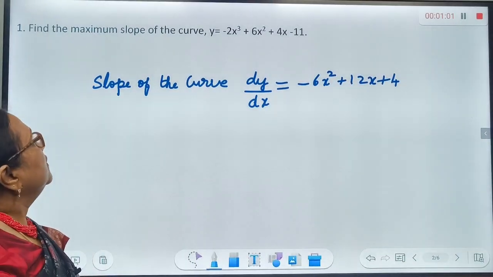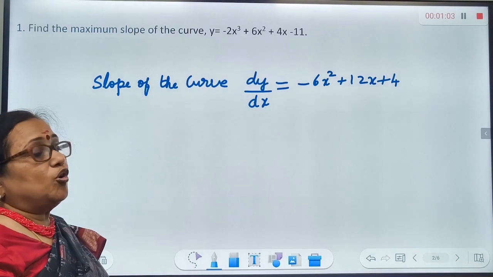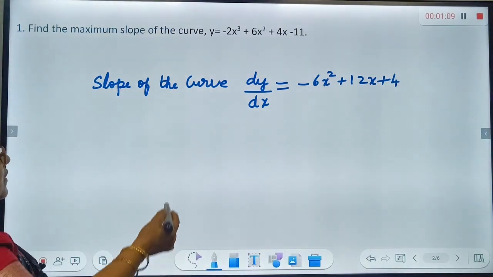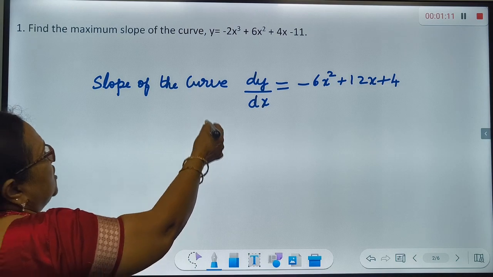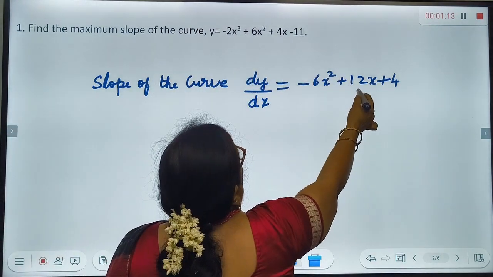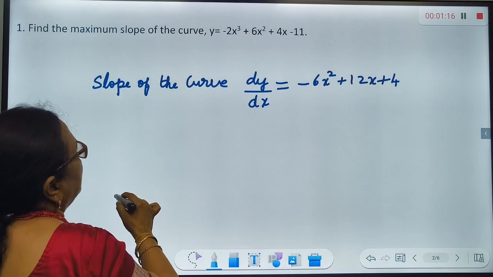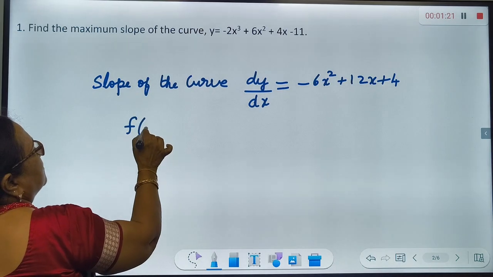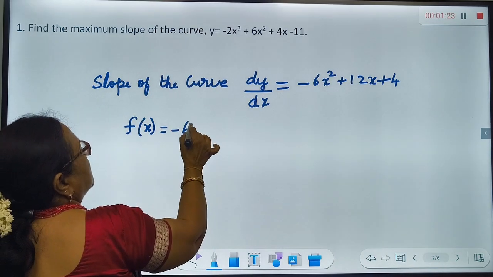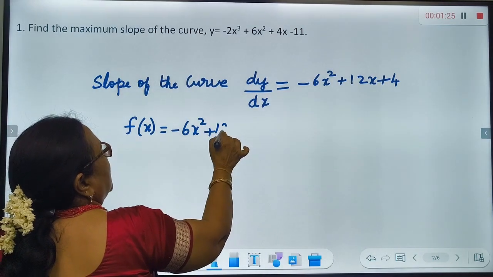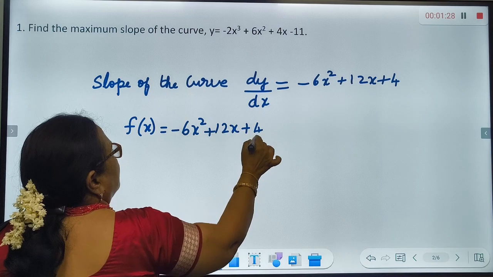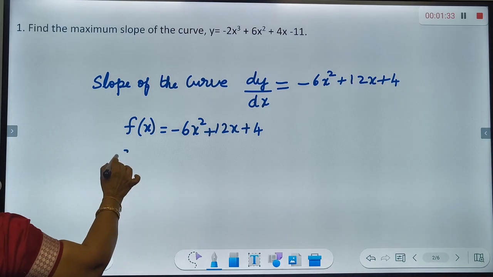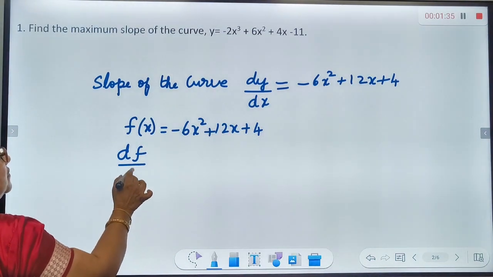Slope of the curve is nothing but slope of the tangent. What do we mean by the slope of the tangent to the curve? That is represented as dy by dx, which is minus 6x square plus 12x plus 4. Now I am going to call this some function f of x equal to minus 6x square plus 12x plus 4. I want to maximize this. So let us find df by dx.